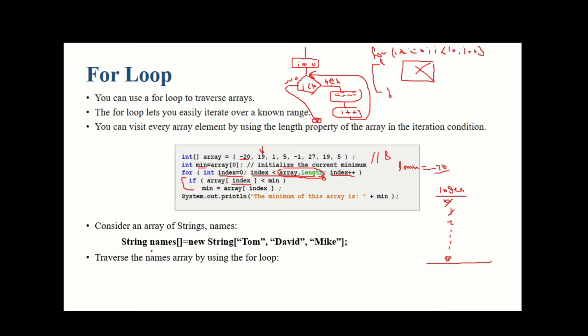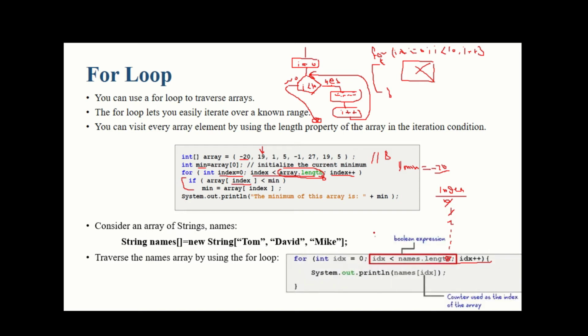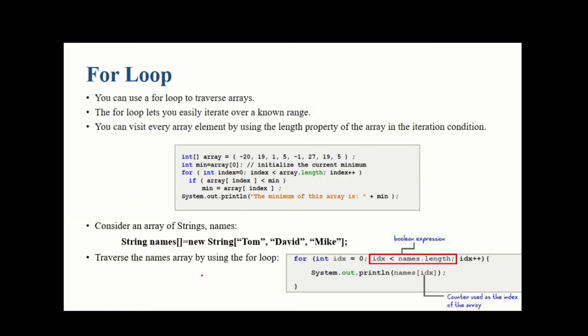Same thing here. If you want to traverse an array of strings like this, Tom, David, Mike, and so on, you can use the loop statement. How do we use it? Like this. Start for index equals 0, and index less than name.length. What's name.length here? What's the size here? The size is 3. So the condition here will be index less than 3. Then you increase the index by 1 every time, and you print the name.